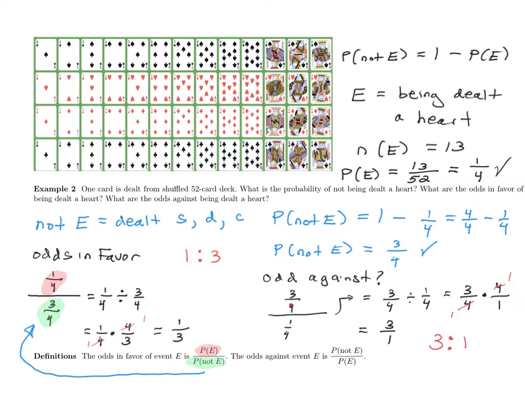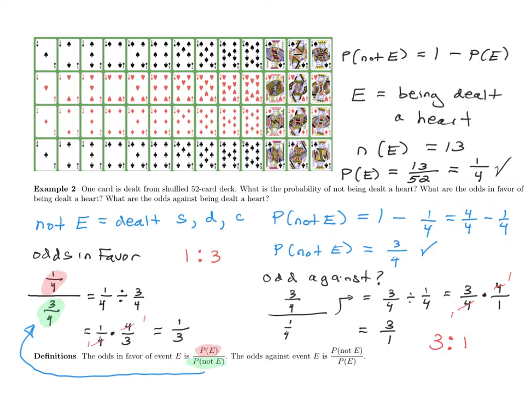So what are the odds against being dealt a heart? They're not 1 to 3. It's just reversed. It's 3 to 1. This will happen every single time when you go from in favor to against. You just reverse these two numbers. It's just important to note that this means when you say 3 to 1, and we're talking about against, for every 3 times that you don't get a heart, 1 time you will be dealt a heart.